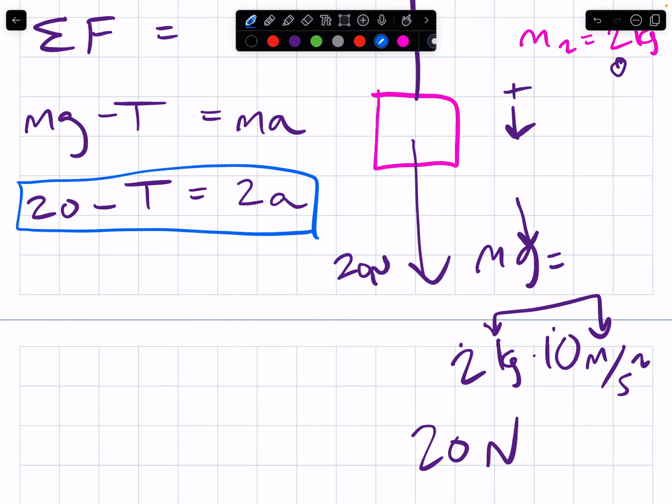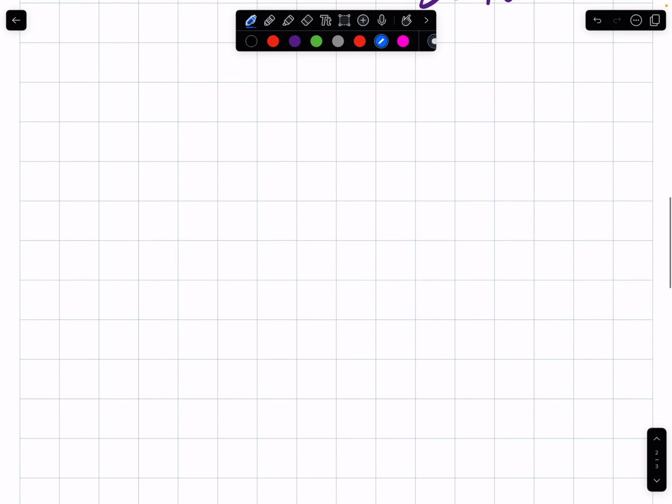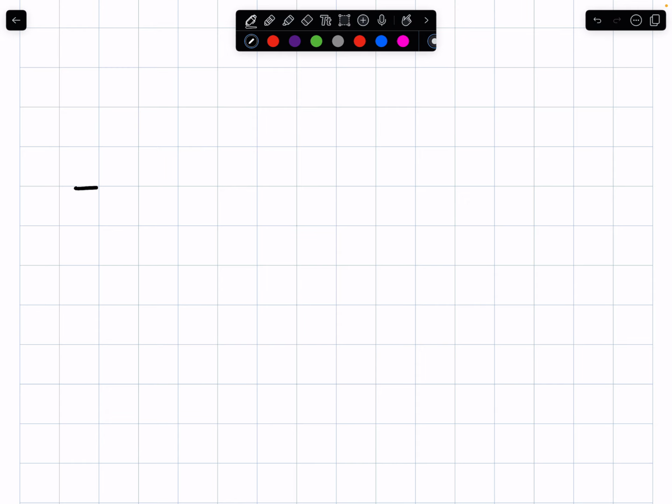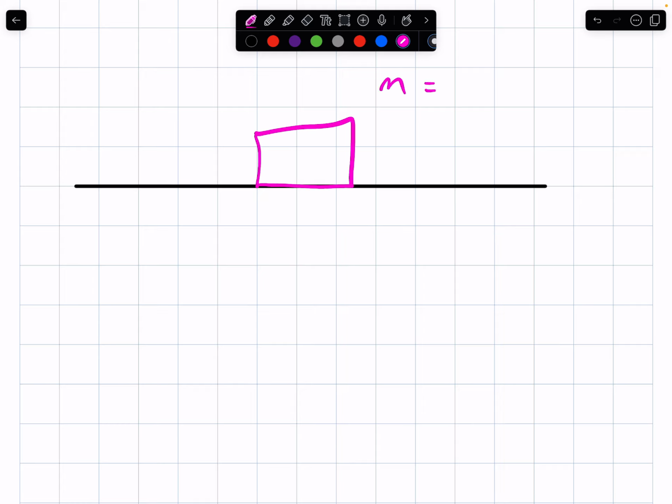Now I'm going to make a free body diagram for the mass that's on the table. All right. So here's the table. And this guy is sitting on here. I believe it was also 2 kilograms. And we're going to ignore friction, so there's no frictional forces. So we want to draw a free body diagram of this guy. So let's see. Well, there's the force of gravity acting on it, mg, it's 20 newtons.